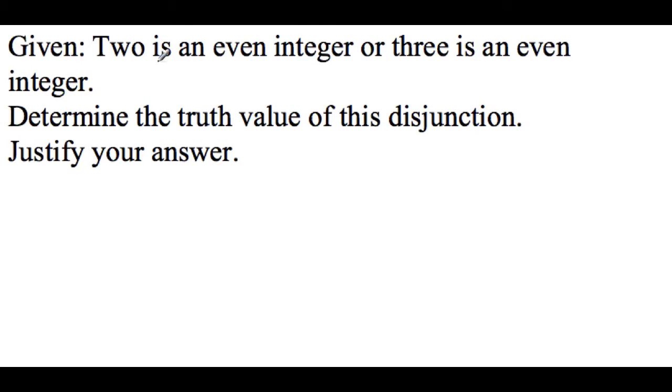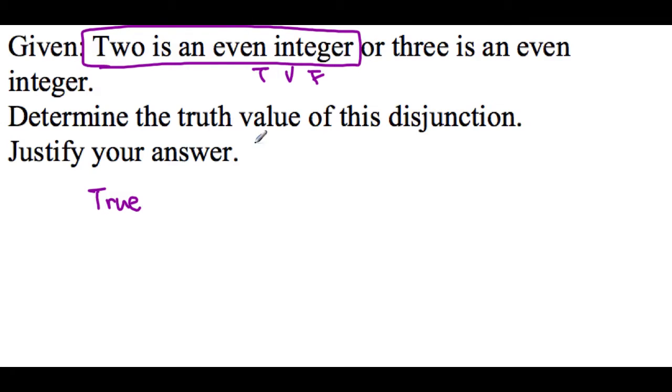Now, next, given 2 is an even integer, which is true, or 3 is an even integer, that is false. So when you have true or false, determine the truth value of the disjunction. It is true, and it is because one part of the statement is true. That will be the reasoning why the entire statement is true.